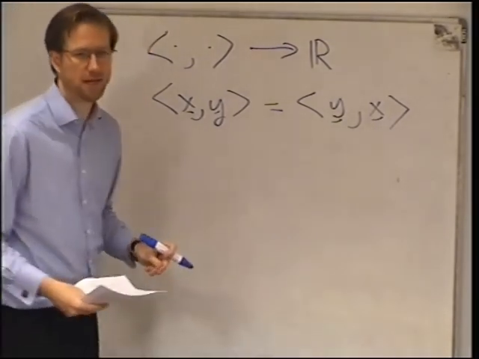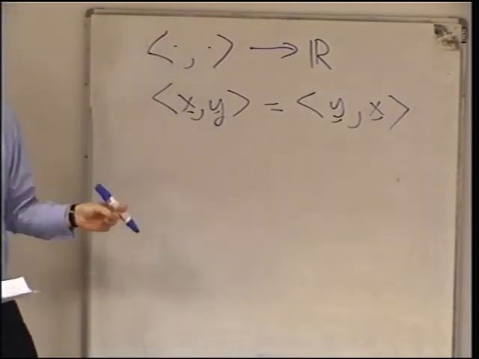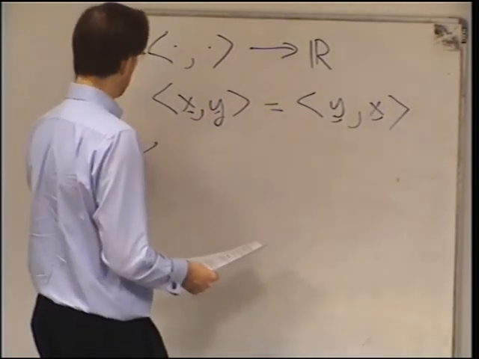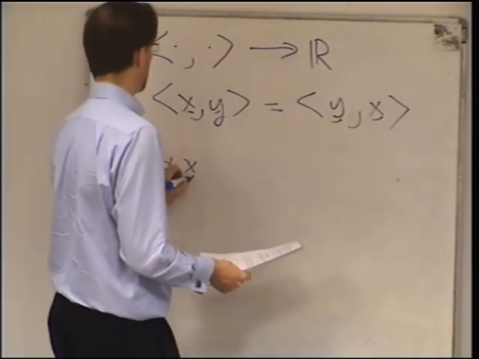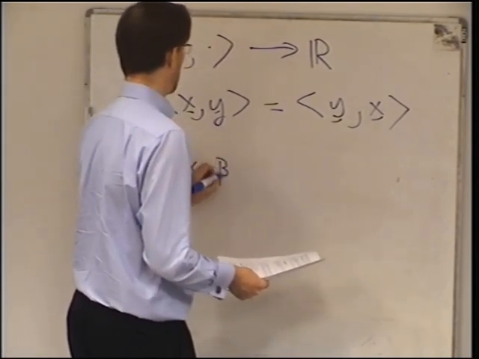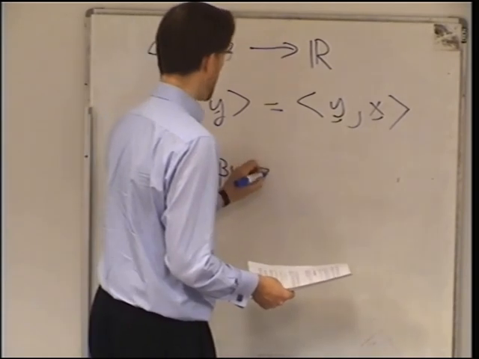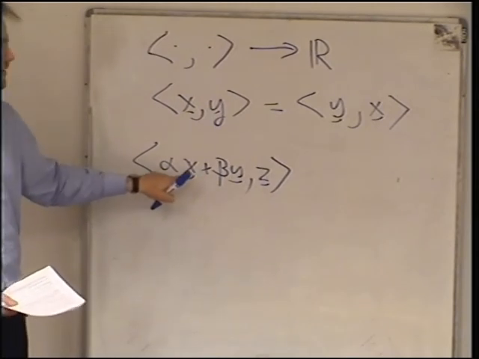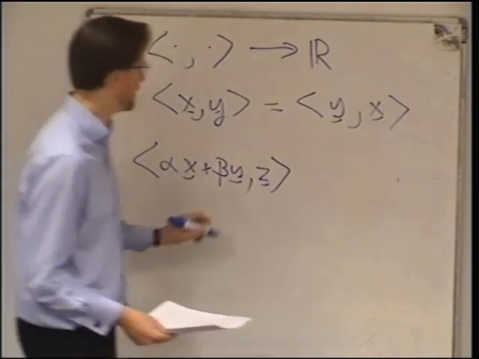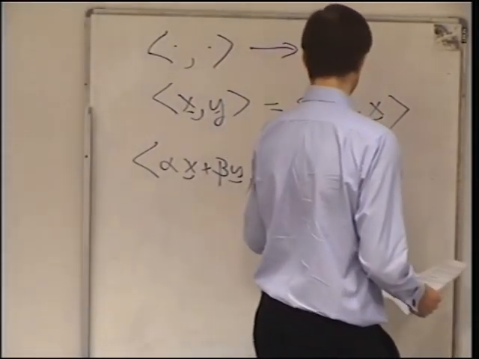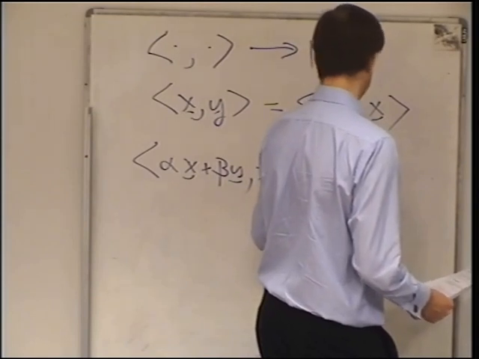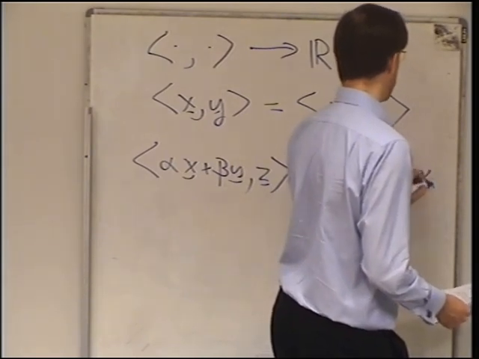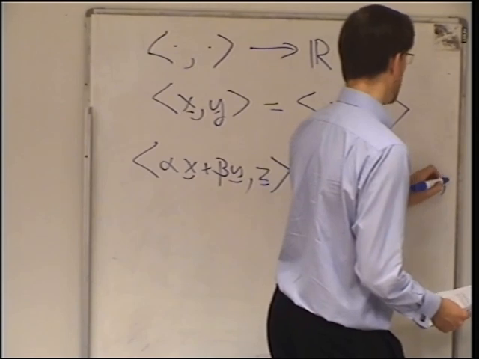We also want something called bilinearity. So you hopefully know what linearity means. Bilinearity means linearity in each argument. So bilinearity means that if I have alpha x plus beta y inner product with z, right? So that's just a vector because we're closed under those operations. So if I have this vector inner product with this vector, it's got to be the case that that is equal to alpha times the inner product of x and z plus beta times the inner product of y and z.